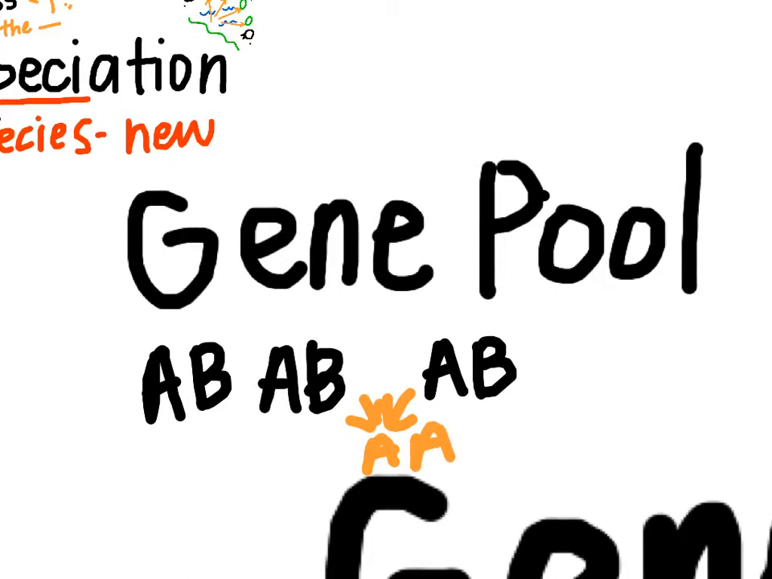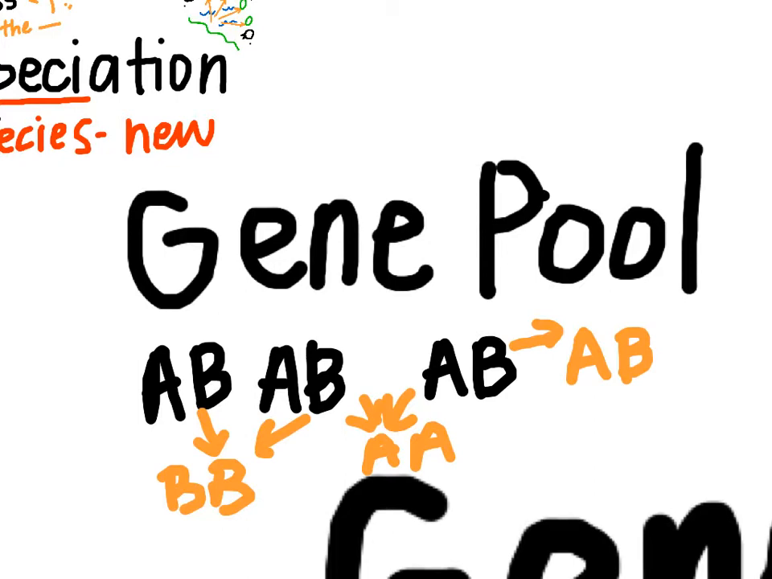AA, or it might have type BB, or it might also be AB. So no matter how you combine them, you're only going to get A's and B's. You're never going to get a type O blood type from this combination of people.